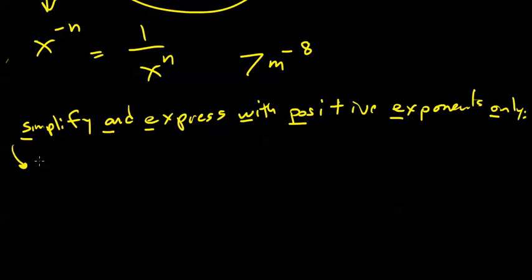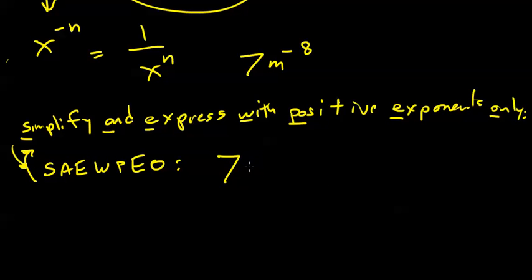I'll say when I write the letters simplify and express with positive exponents only, this is the instruction to which I'm referring. Right? So in other words, we want all our answers simplified and we want all our answers to be equivalent with positive exponents only. Okay? Can't have negative exponents in your final answers.